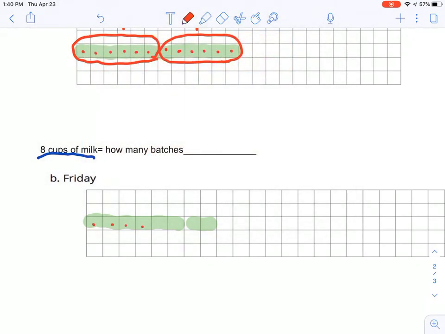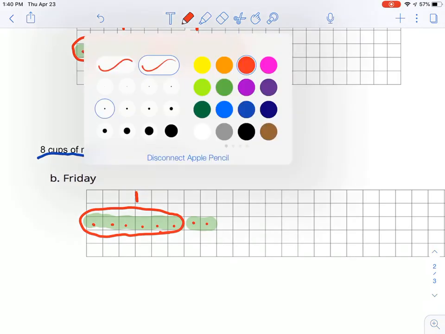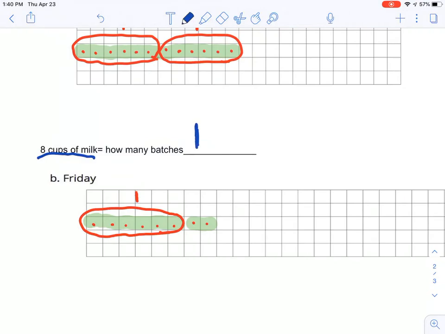Okay, so let's go ahead and make our batches. 1, 2, 3, 4, 5, 6. Perfect. So there's our first batch of cookies. But 7, 8, we don't have enough for another batch, okay? So, cool, we have 1 batch so far. Let's see here, 1, excellent. And what fraction of another batch will we have?